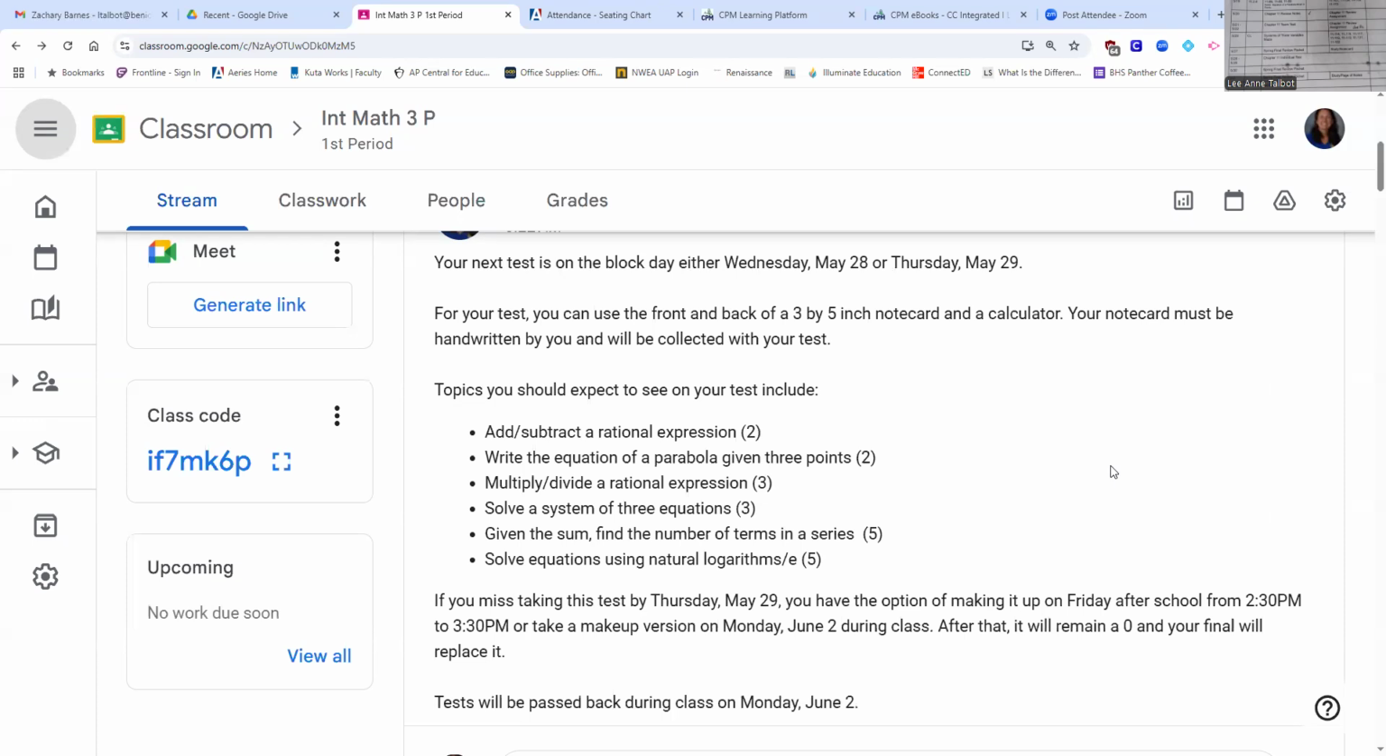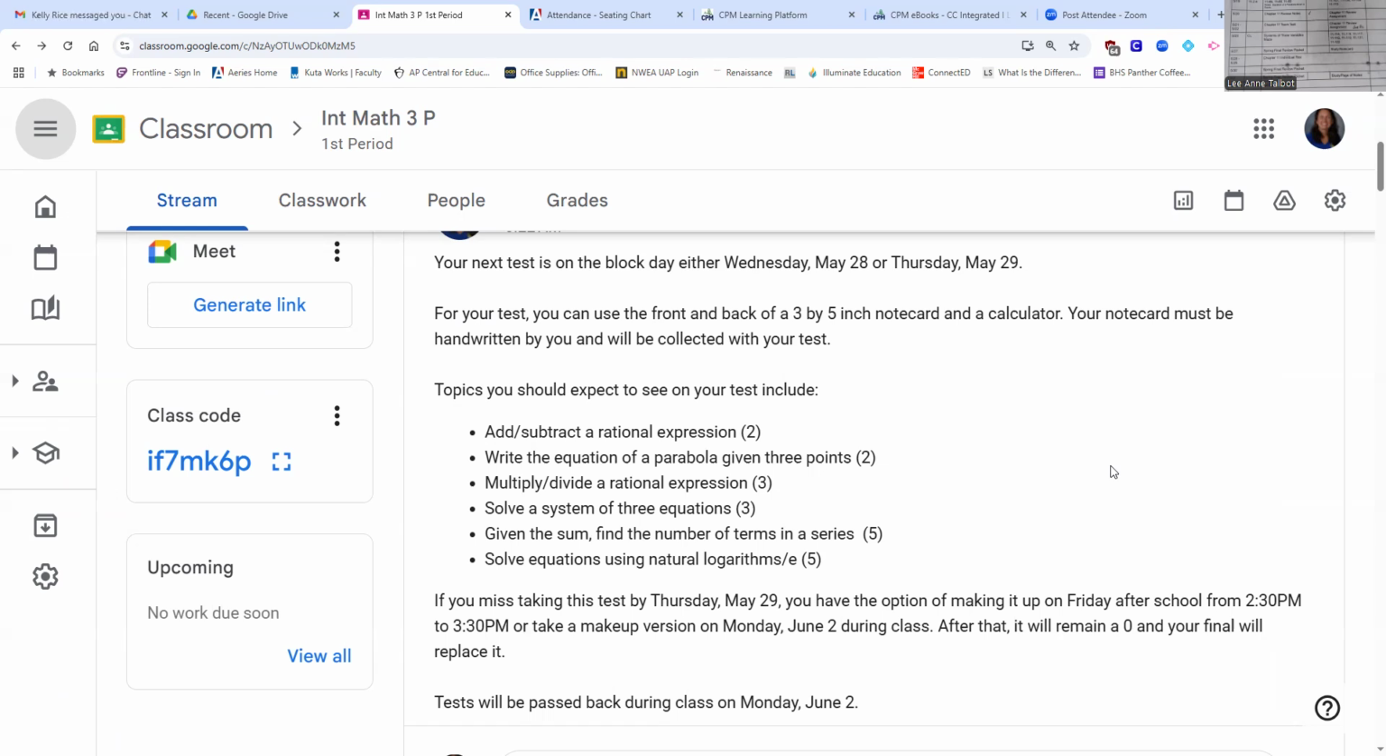The two middle 3-point questions: multiply, divide, rational expression. That's what we just did on the last quiz, third problem. And solve a system of 3 equations. That's what we just did, not the last one, but second to last one. Given the sum, find the number of terms in a series. Notice it doesn't say whether it's arithmetic or geometric, and I believe it depends on the version. The last two warm-ups are actually that, so we're gonna go over that again tomorrow. And then solving equations using natural logarithms.